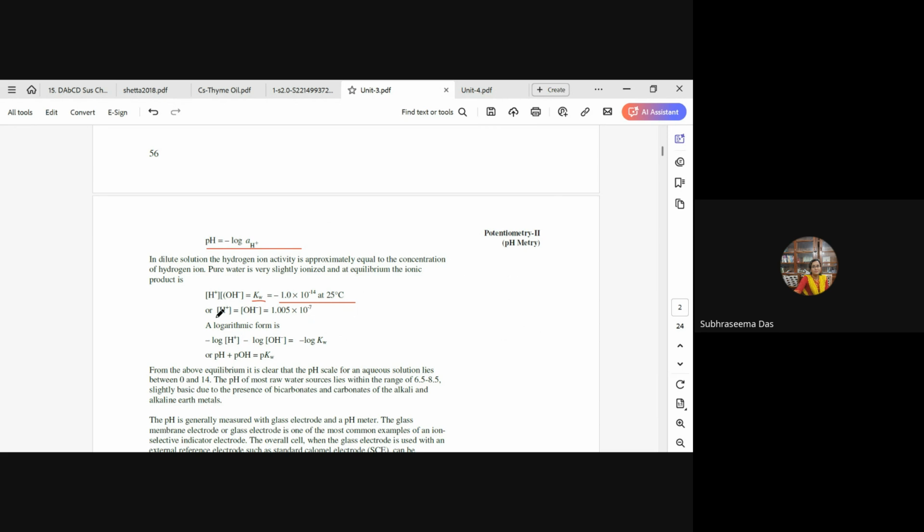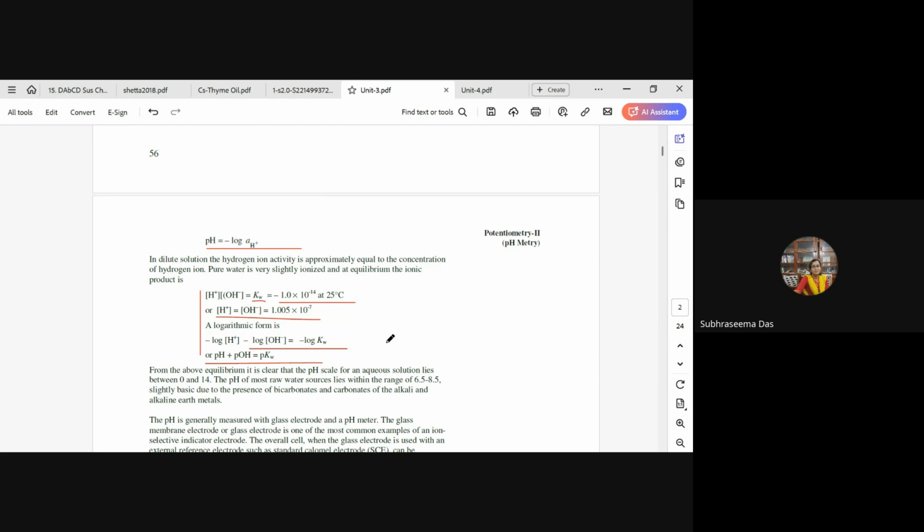So from this we know that the concentration of H plus is equal to the concentration of OH minus, and that is 1 into 10 to the power minus 7. When we take the log of both sides, we find that minus log of the concentration of H plus minus log of the concentration of OH minus is equal to minus log Kw. So from this equation we have a very important deduction, that is, pH plus pOH is equal to pKw. From these mathematical forms, we are very clear that the pH scale ranges from 0 to 14.